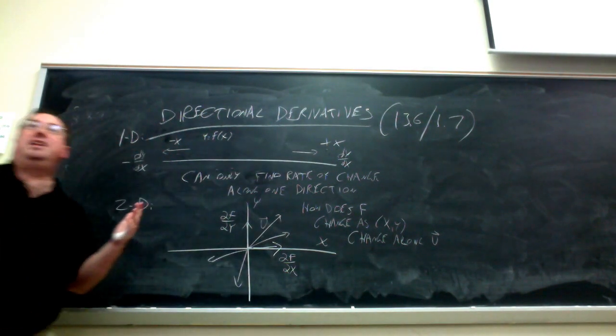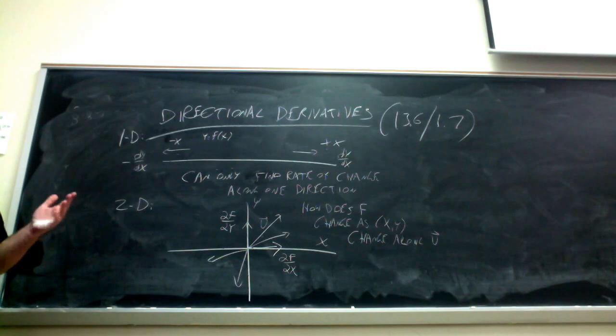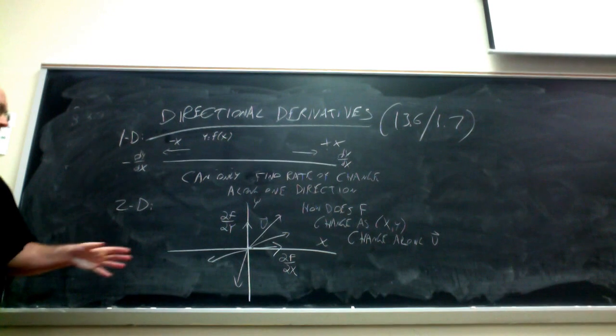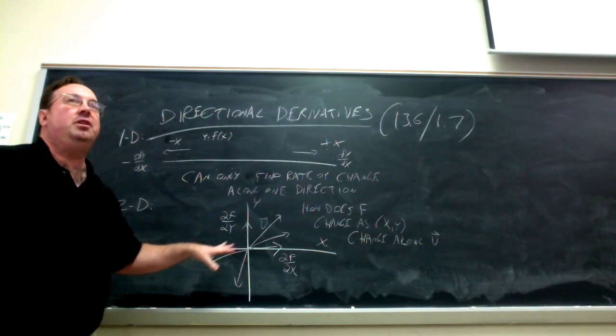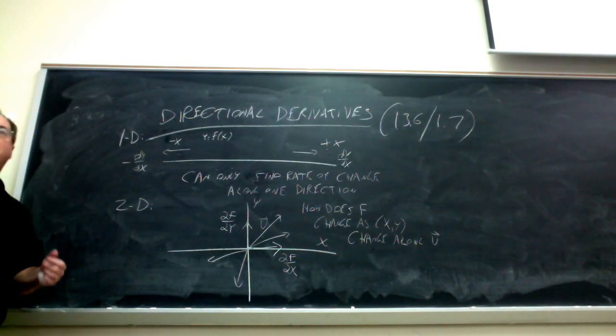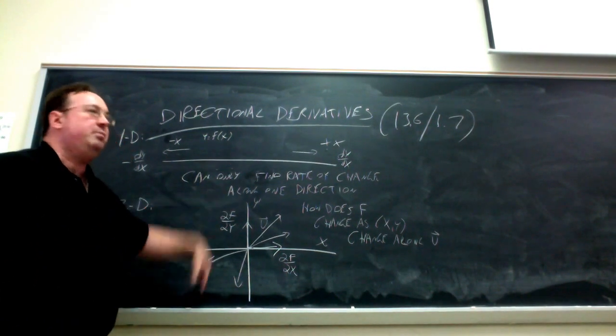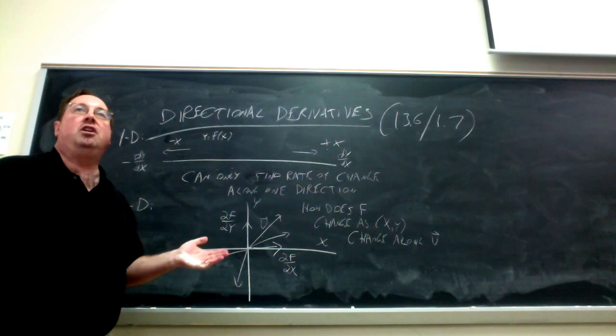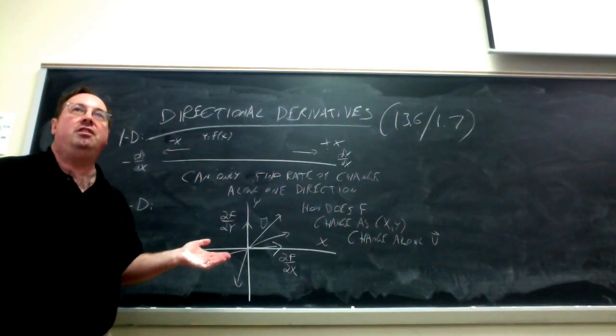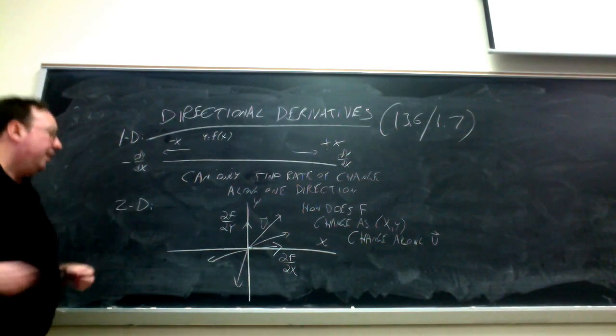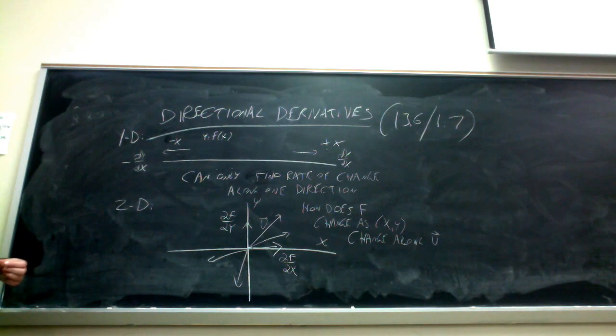In fact, it's of interest to know in which direction of the infinitely many choices available does f change the fastest? Like, where's the direction of steepest increase or steepest decrease? Or along which directions does it not change at all? Is it a constant function? So this is why we have directional derivatives.